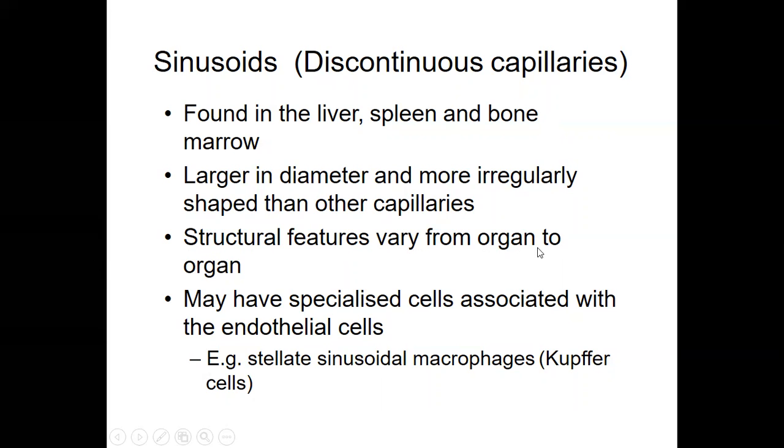Structural features vary from organ to organ. They have specialized cells associated with the endothelial cell, for example the stellate cell and sinusoidal macrophage.